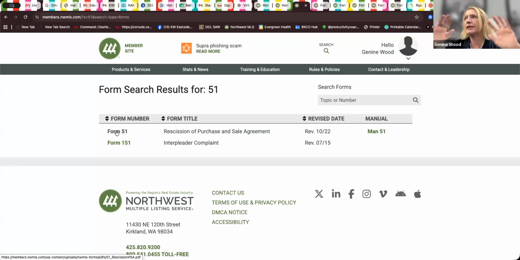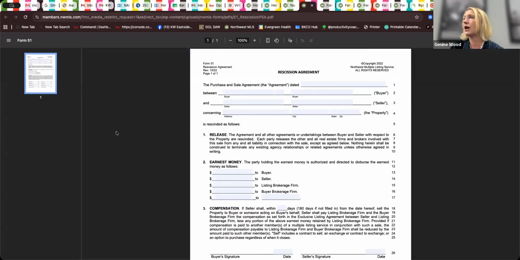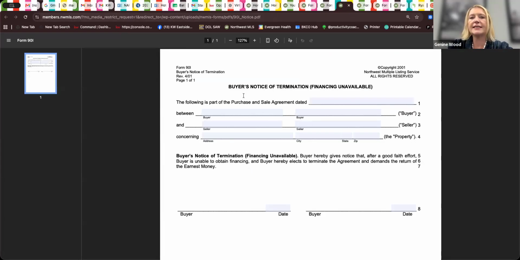Area 51, UFO territory, is a bad area. Form 51 is a bad form. You are not allowed to use Form 51 unless you talk to me first. And this is because it is not a notice.